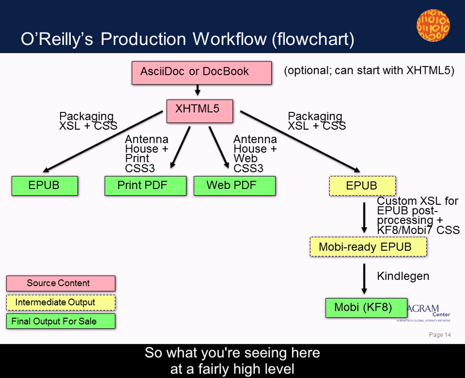So what you're seeing here at a fairly high level is what our production workflow looks like. At the top of this diagram, you'll see that as a source format, we either start with XHTML5 or we start with AsciiDoc or DocBook. If authors write in one of those two other formats, then we will auto-convert to XHTML5. So effectively, our canonical source format is HTML5. We also allow authors to write in Microsoft Word if they so desire, in which case, when the books come into production, we will convert them to HTML and do the remaining production in HTML.